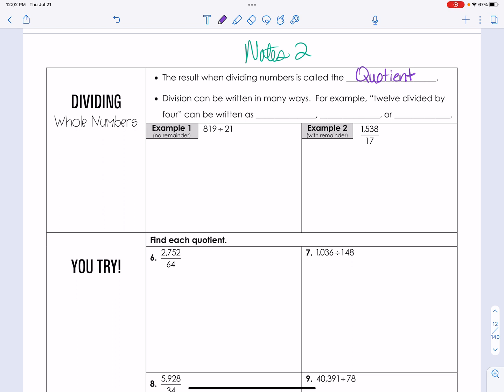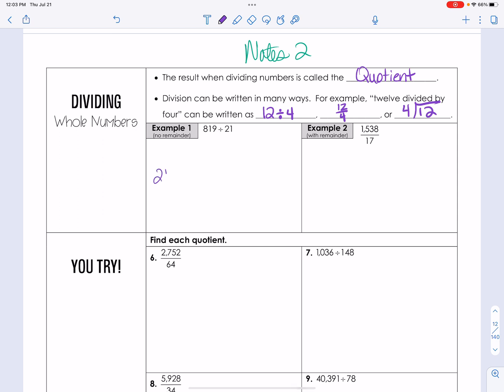12 divided by 4 can be written like this, which you saw a lot in grade school. But in high school, you're going to start writing it as a fraction, or you might write it like this, also kind of grade school. When you get into junior high, you're going to be working towards getting to that point. So you'd probably either do it the first way or the second way.